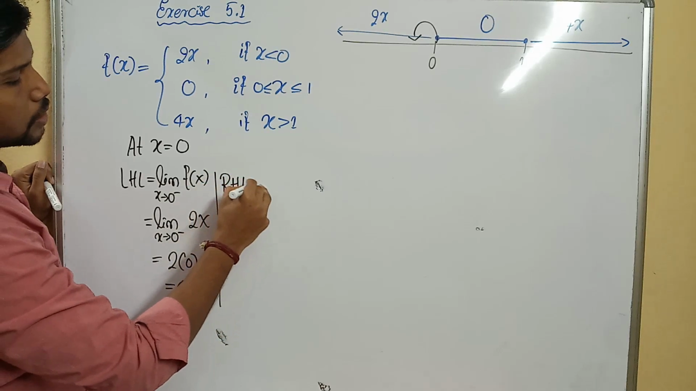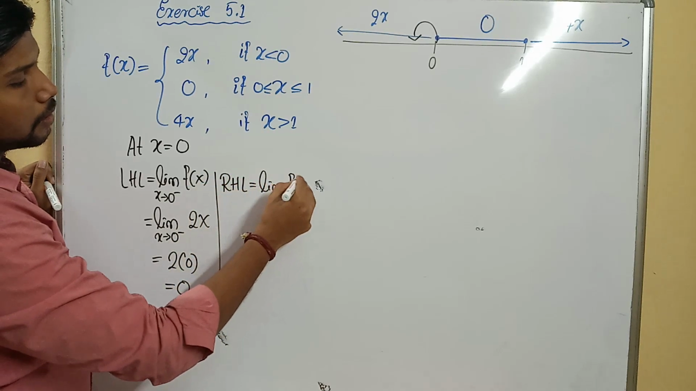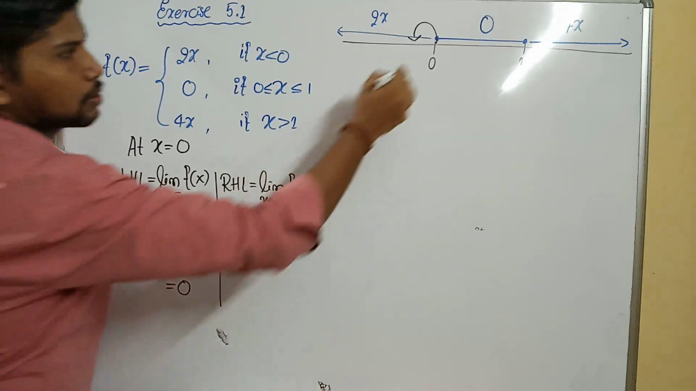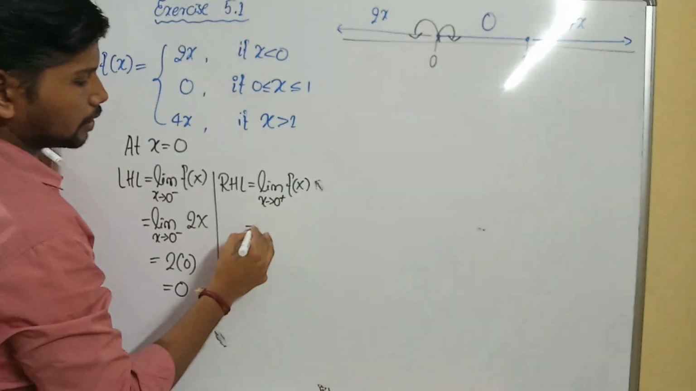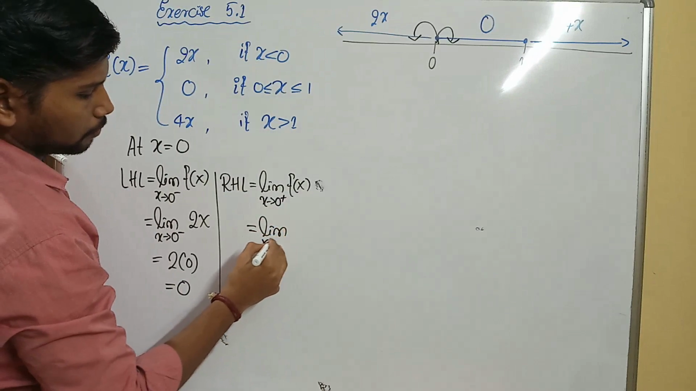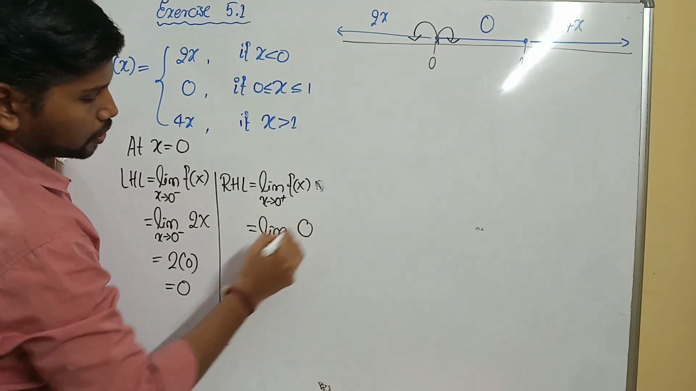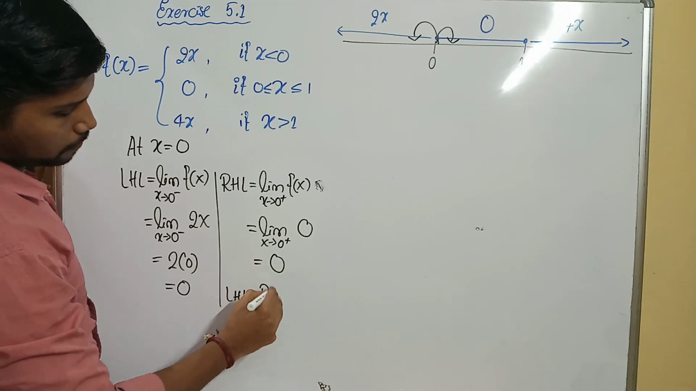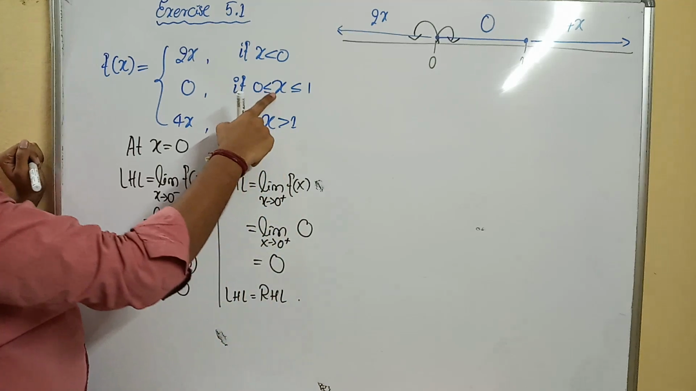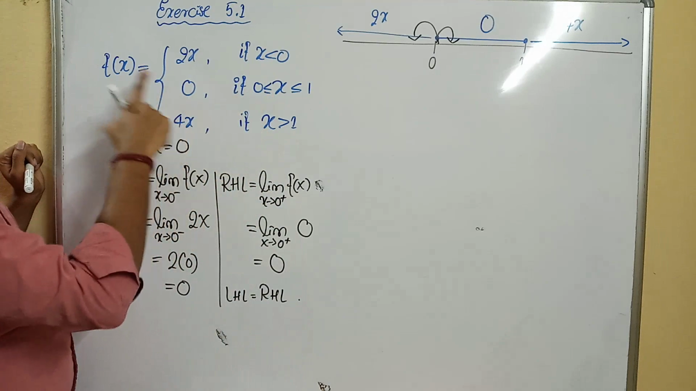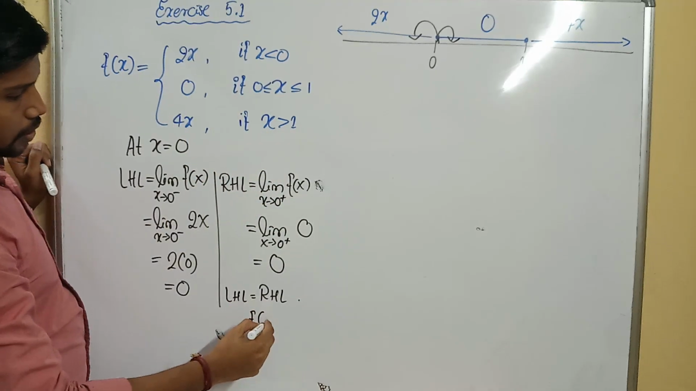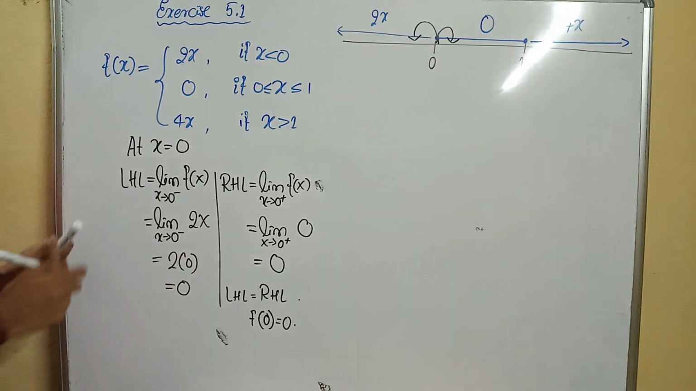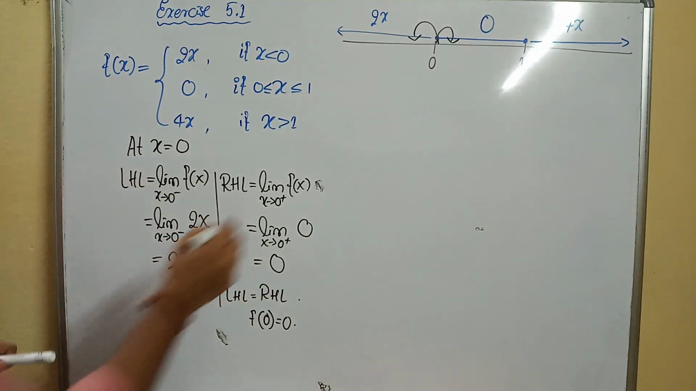What should be the RHL value now? Limit of f of x as x tends to 0 plus, greater than 0. What is greater than 0? Already they have given it as 0 only. So the 0 plus value will be 0. That's why LHL is equal to RHL. What about the value at that point? Here x equal to 0 means f of 0 will be 0. It means it is continuous at x equal to 0.